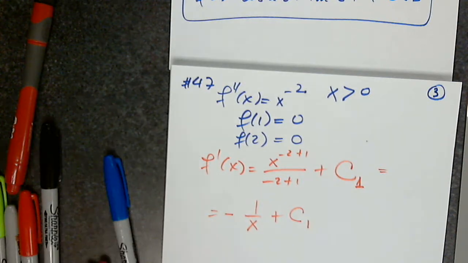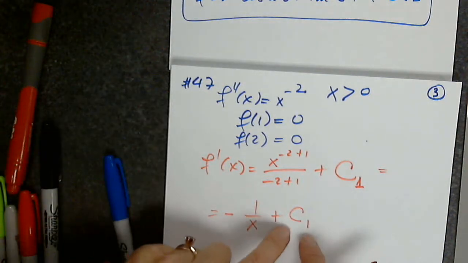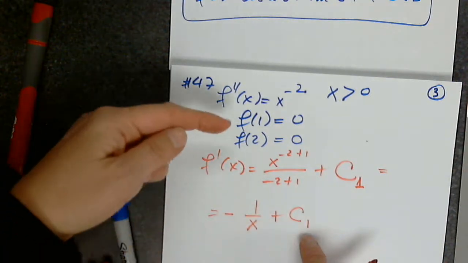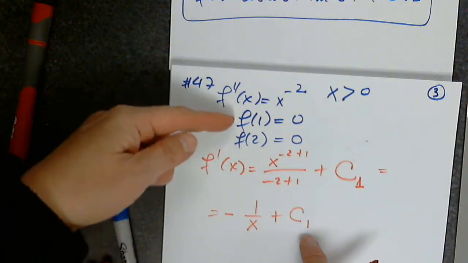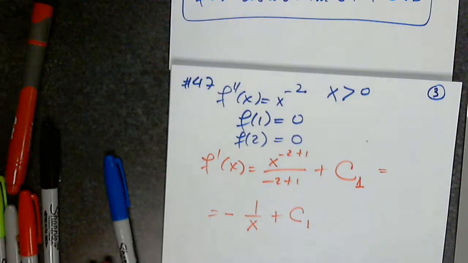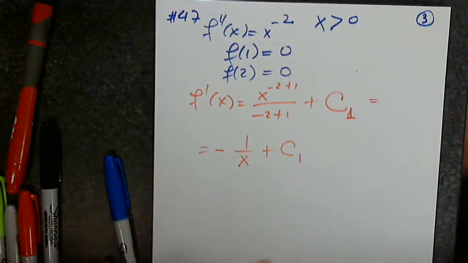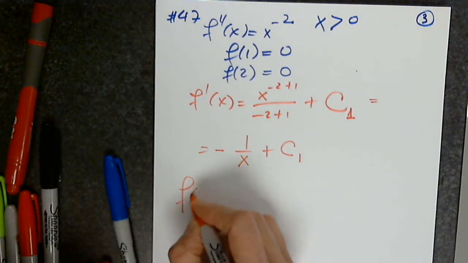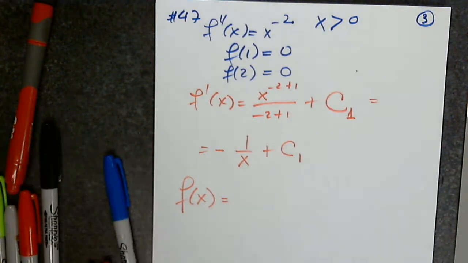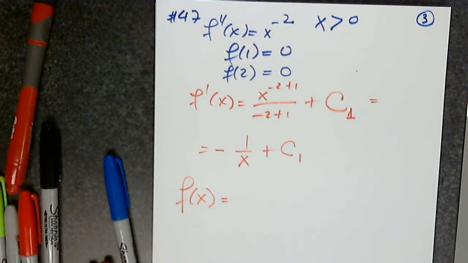Okay, now, can I determine c1? I don't have any information about f prime. So I have to leave it as is, and I have to continue. It's a very good question. Thank you for asking that. Now I'm ready to find f of x. And I'm asking myself, which function prime is 1 over x? And the answer is, say it again.